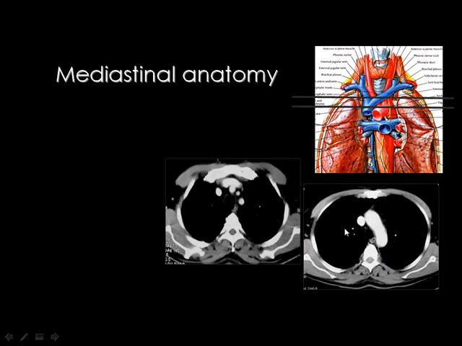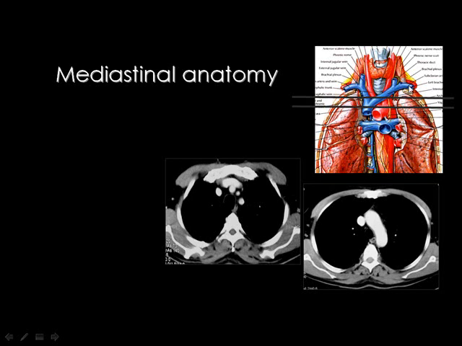Above the arch of the aorta, you will see the branches coming out from the arch of the aorta, and there are three: the left common carotid, the left subclavian, and the innominate artery. And these vessels are aligned in the same way the arch of the aorta is aligned. You can see three major branches coming out from the arch of the aorta.